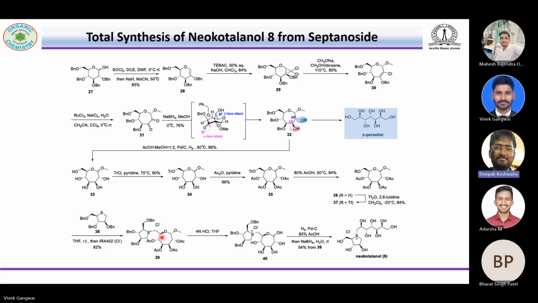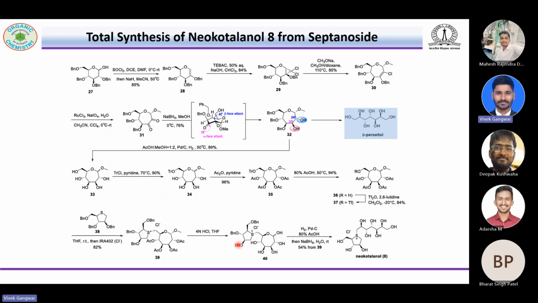So in this case, this septanoside ring is getting opened and it is becoming this open chain paracetal. This is the case of neocatenol. Yes, they are using NaBH4 for the opening. In the normal acid form, it is not opening; it is closed. Okay, H2/Pd-C, 80% acetic acid, then NaBH4 they are using.